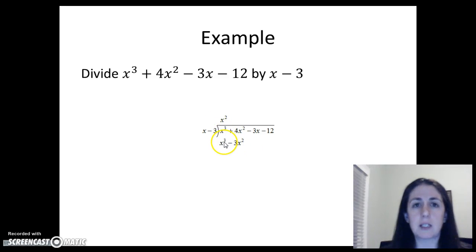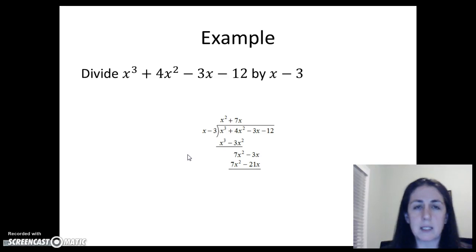X cubed minus x cubed cancels. But now we're doing 4x squared minus negative 3x squared. Subtracting a negative becomes a positive, so we get 7x squared. Bring down the next term. X times what gives us 7x squared? That's 7x. 7x times x is 7x squared. 7x times negative 3 gives us negative 21x.